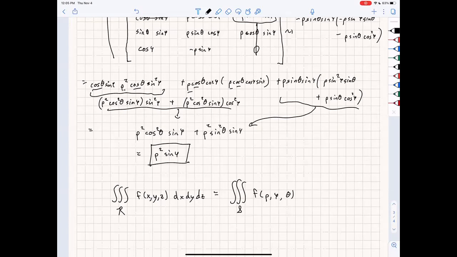Do I need an absolute value? Question to you. Do I need an absolute value? I do. I don't. Who says I need an absolute value? Who says I don't need an absolute? Wow, it's pretty even.